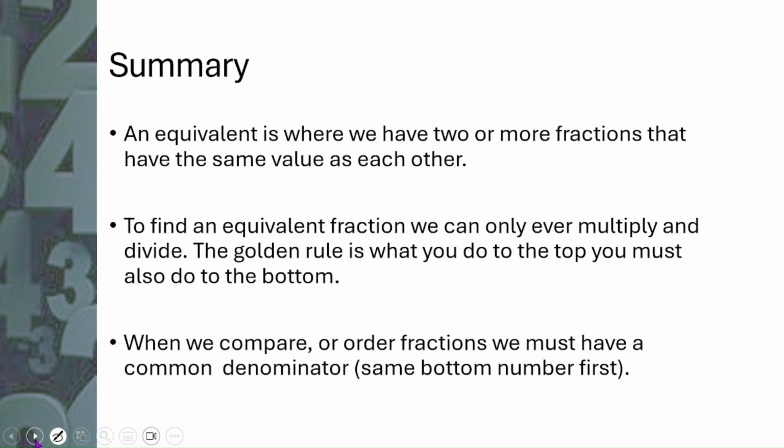So to summarize, an equivalent fraction is where we have two or more fractions that have the same value as each other. To find an equivalent fraction, we can only ever multiply and divide, and the golden rule is what you do to the top, you must also do to the bottom. When we compare or order fractions, we must have a common denominator. That means the bottom number must be the same as each other before we begin.